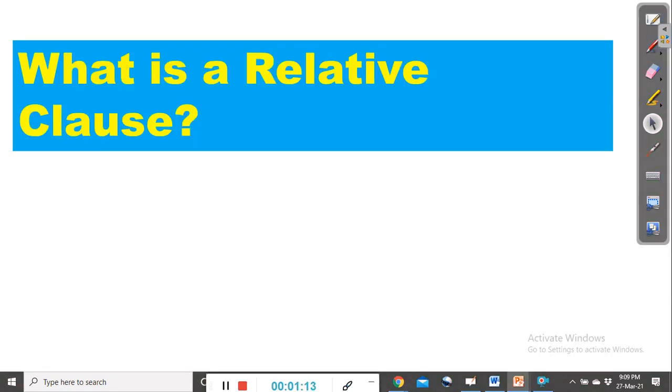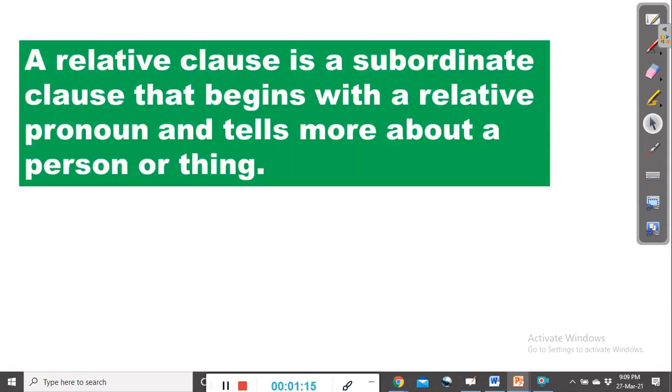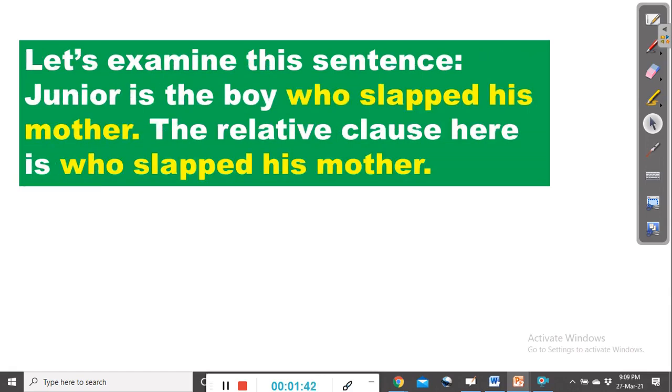What is a relative clause? A relative clause is a subordinate clause that begins with a relative pronoun and tells more about a person or thing. It is also proper to say that a relative clause is essentially an adjectival clause because it describes a person or thing, which is essentially what an adjectival clause does.